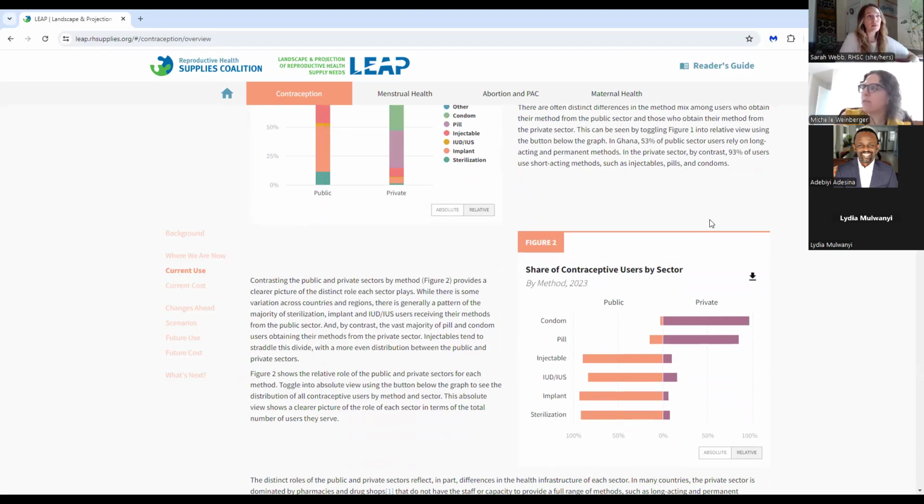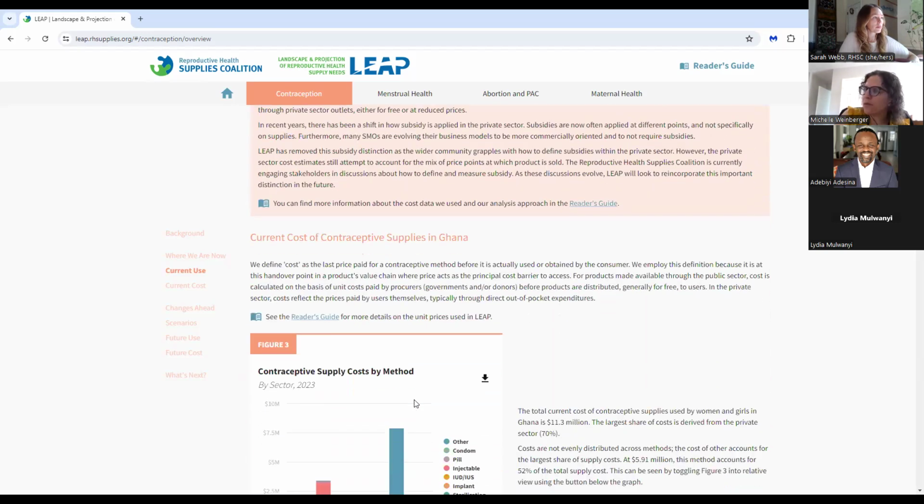And so again, you see this really dramatic split where the vast majority, so 80, 85 to 90% of those who are using injectables, IUDs, implants, or sterilization are getting their methods from the public sector, whereas those using pills and condoms are almost exclusively getting their method from the private sector. So this is a very stark picture of differences.